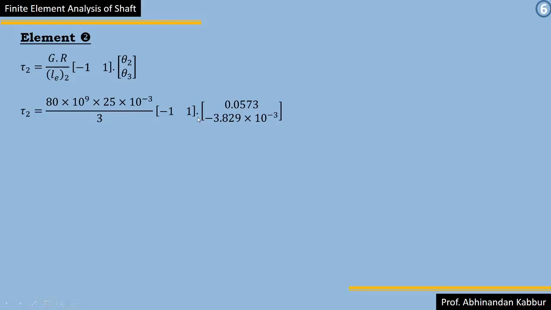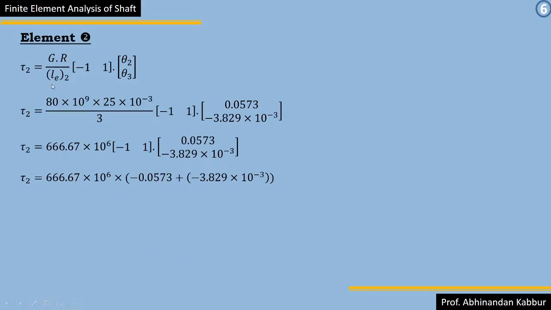But once again I converted that into meters. The [-1 1] as it is. Now I need to substitute the values of theta 2 and theta 3 because these are the two displacements associated with element 2. So my theta 2 is 0.0573 and my theta 3 is minus 3.829 into 10 to the power of minus 3. Then once again solving this, I get the value of 666.67 into 10 to the power of minus 6. This matrix as it is. Then this displacement matrix as it is. Then after simplification, I have minus 1 into this term, plus 1 into this term, and outside I have 667.67 into 10 to the power of 6.